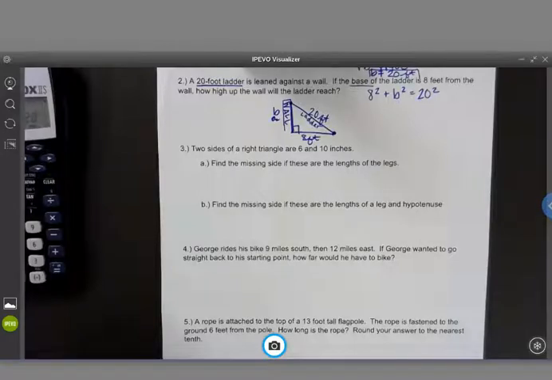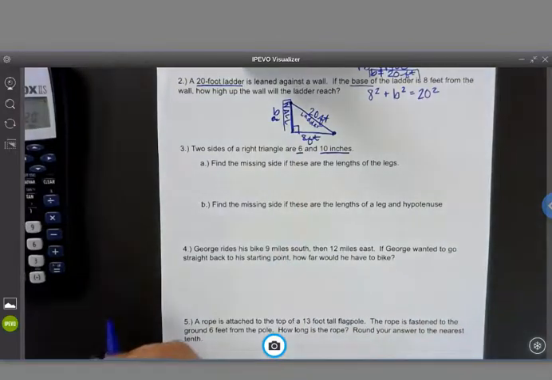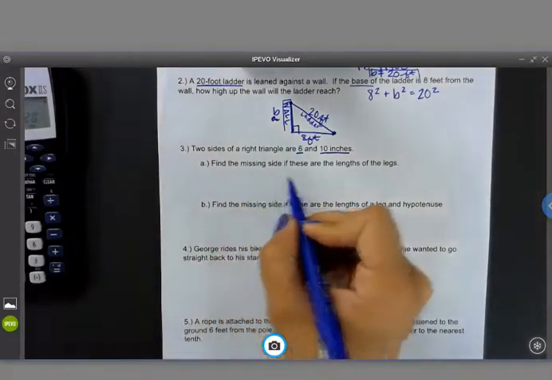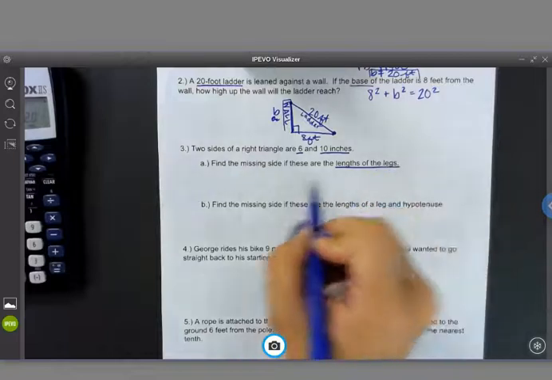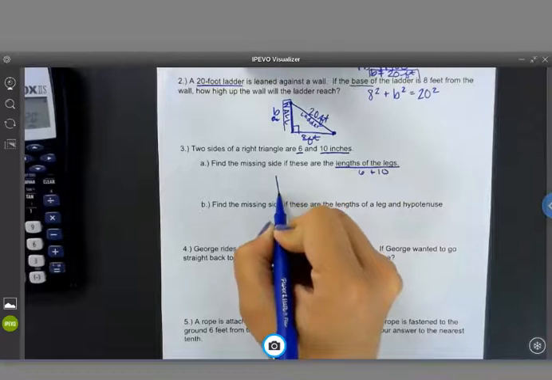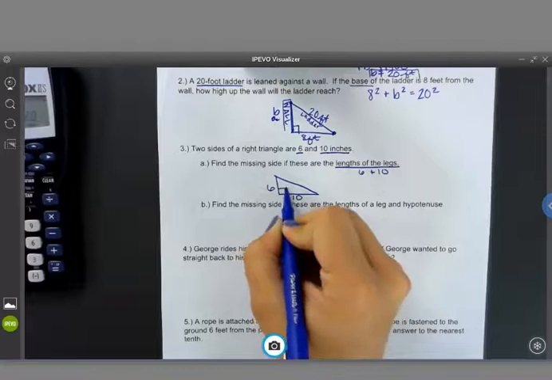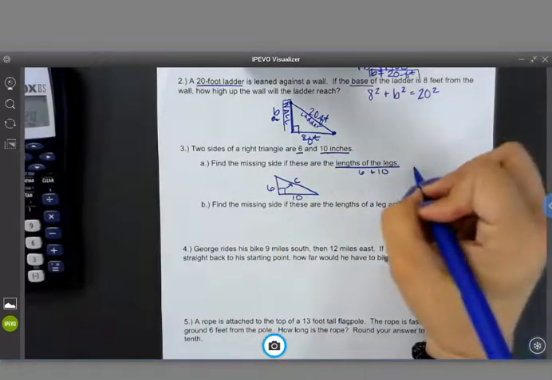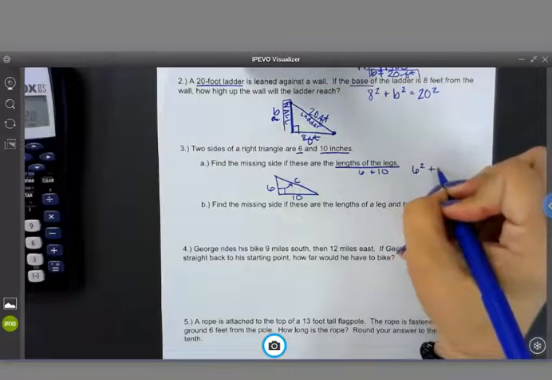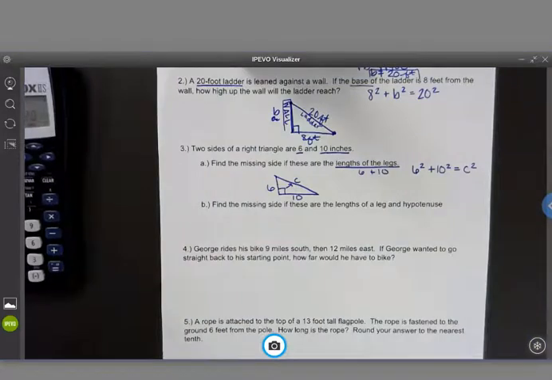All right, number three. Two sides of a right triangle are 6 and 10 inches. In part A, it says, find the missing side if these are the lengths of the legs. So they're telling me that 6 and 10 are the lengths of the legs. So that means if 6 and 10 are the lengths of the legs, I'm finding the hypotenuse. So 6 squared plus 10 squared is equal to c squared. Okay, and I'm just going to set it up because at this point we should be able to solve them all.